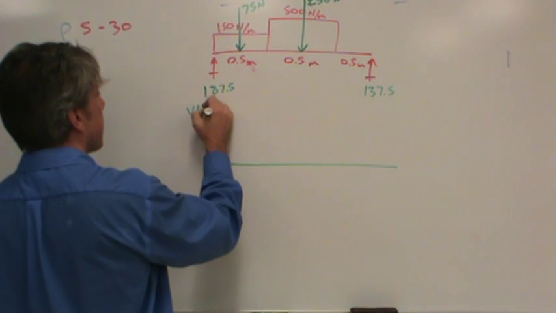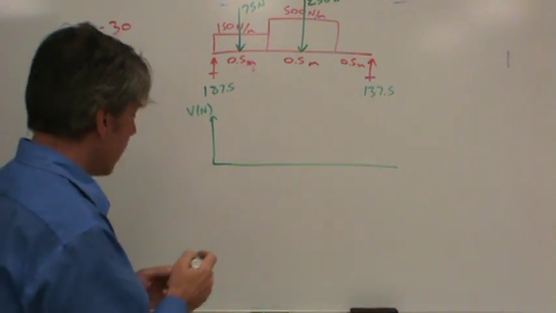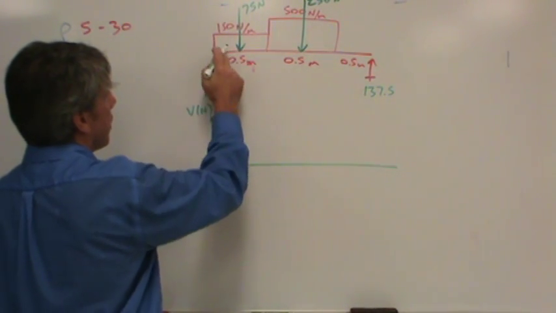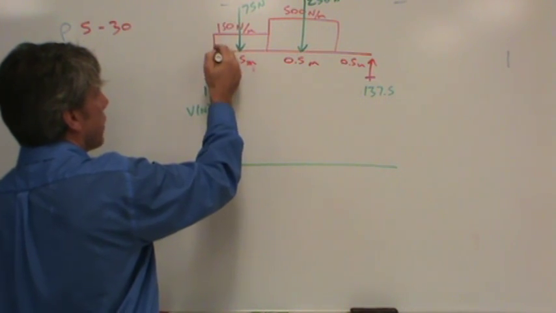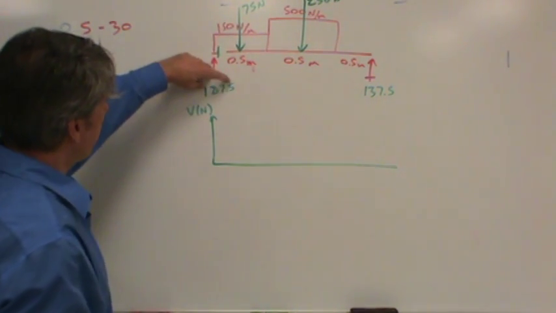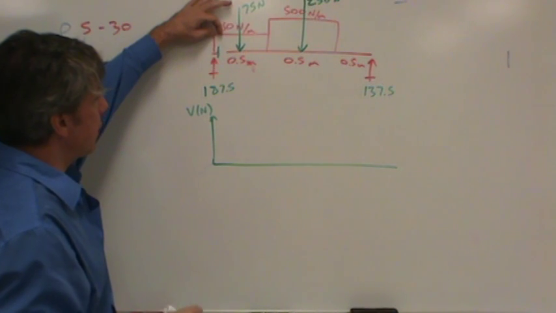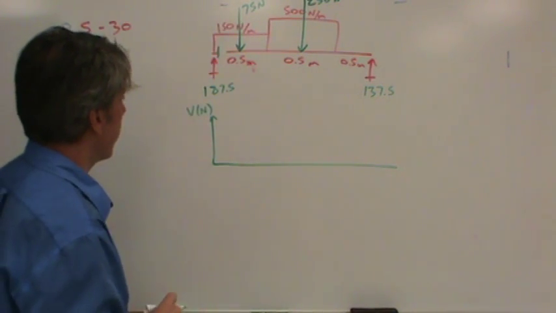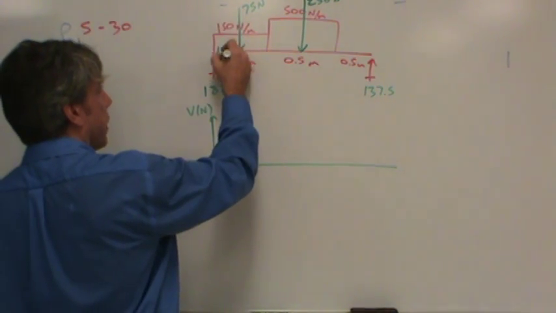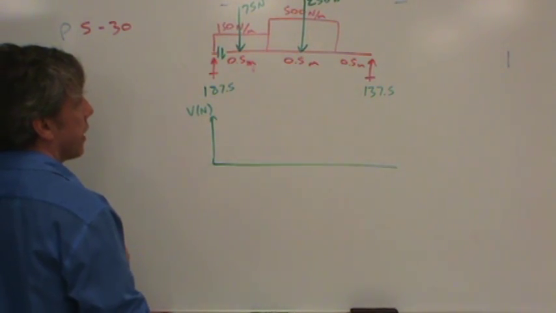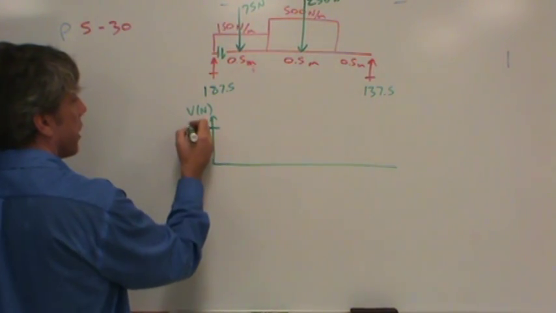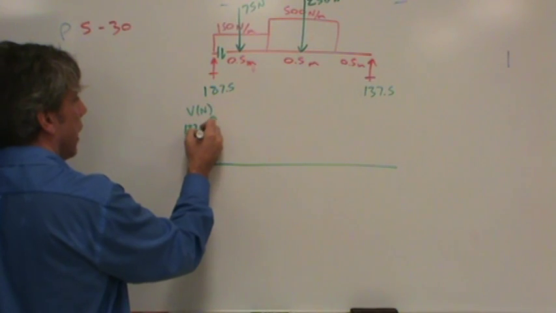The shear will be measured in newtons. And think with me, if you were to cut the beam just to the right of this load, the distributed load has had no distance to add up, right? And so the shear would have to be 187.5 down like that. So we begin our shear diagram at 187.5.